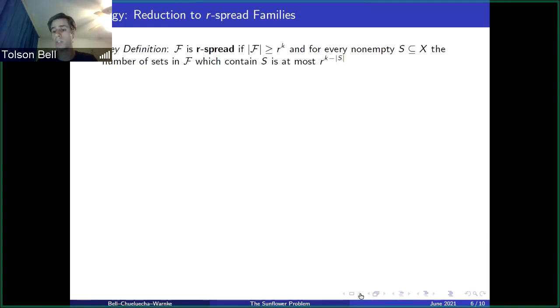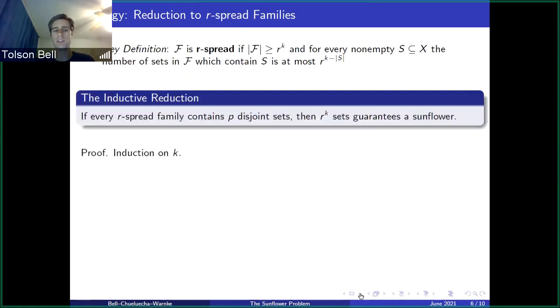That's exactly what you would need to do this sort of induction, where you take out the core and then inductively find a sunflower and then add that core back in. This definition of R-spread is exactly what we would want in order to do that. And so what we want to then show is if a set system is R-spread, then it has p disjoint sets. And then that's enough to prove the sunflower problem for that value of R.